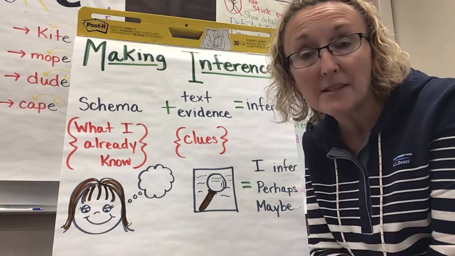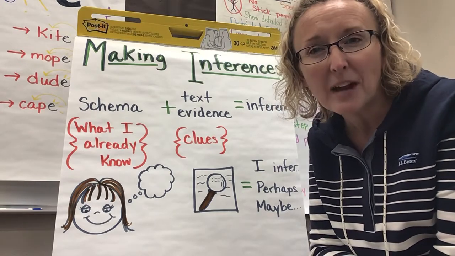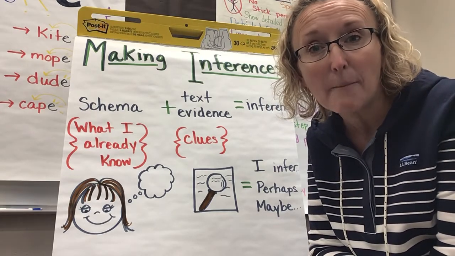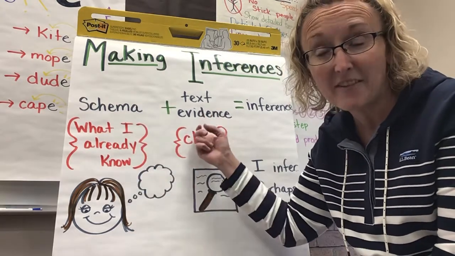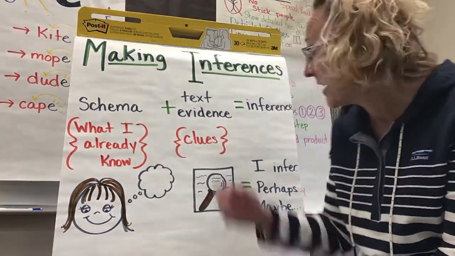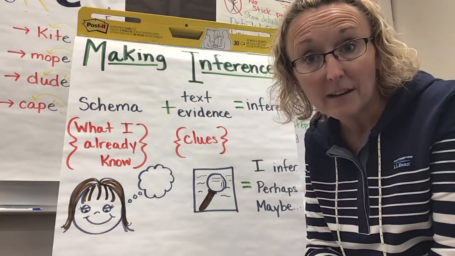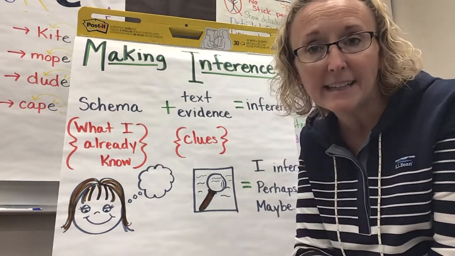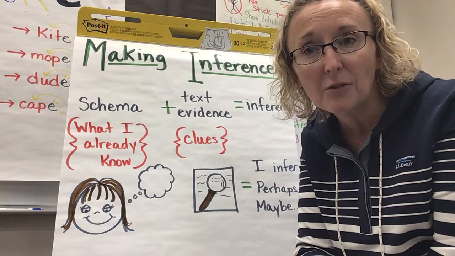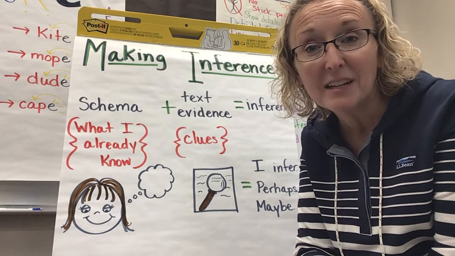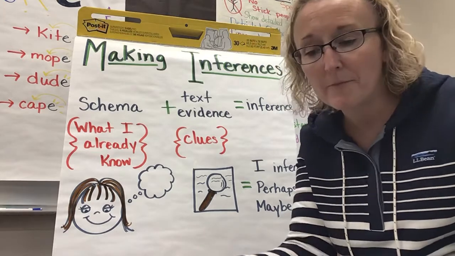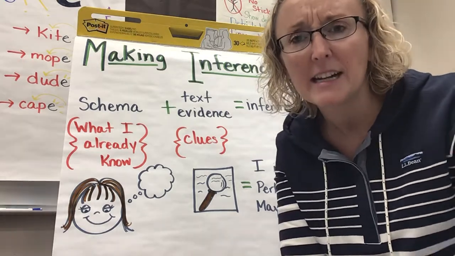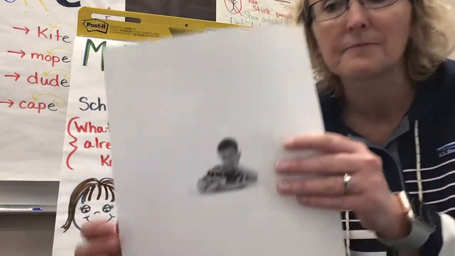So I've printed off some pictures, and we are going to practice making inferences about the pictures by using our schema, the text evidence, which in this case is a photograph, and then make a decision about it. And then you're going to end up doing the exact same thing. I have one picture for you, and I want you to make an inference about what happened in that picture. All right? So here we go. These are kind of small. My printer was being kind of silly, so I'm going to show you one at a time.